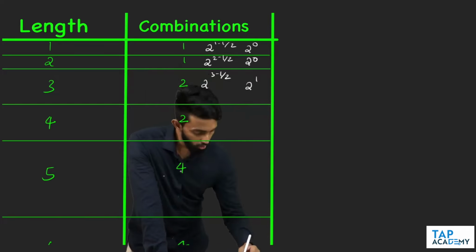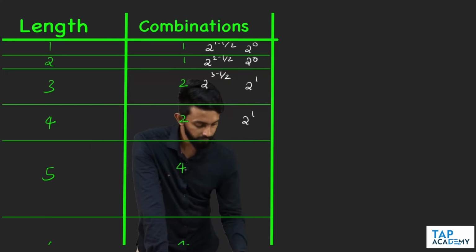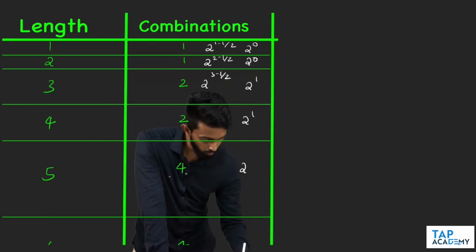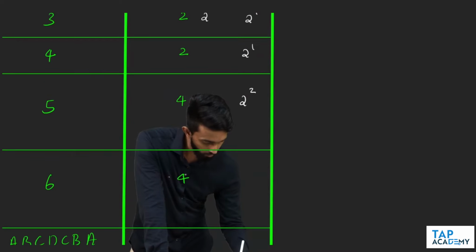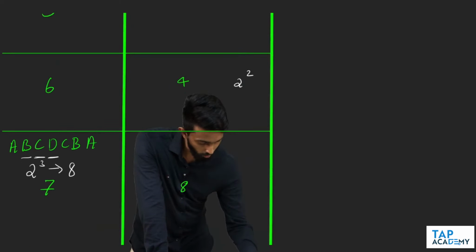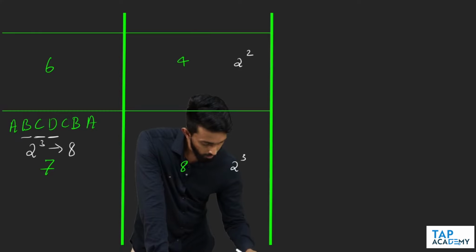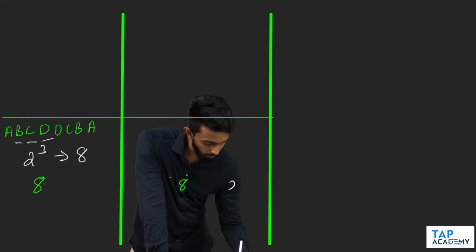100% if this is 2, this also can be 2 to the power 1. This, would all of you agree, will be 2 to the power 2. This, all of you agree, would become 2 to the power 2. This, all of you agree, would become 2 to the power 3. This, all of you would agree, would also be 2 to the power 3.